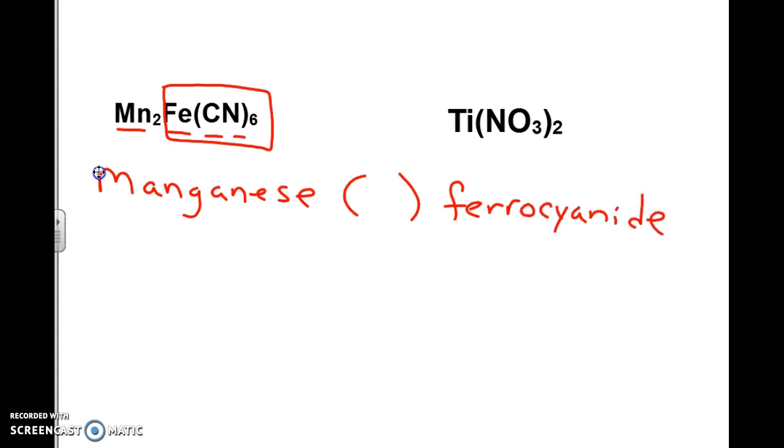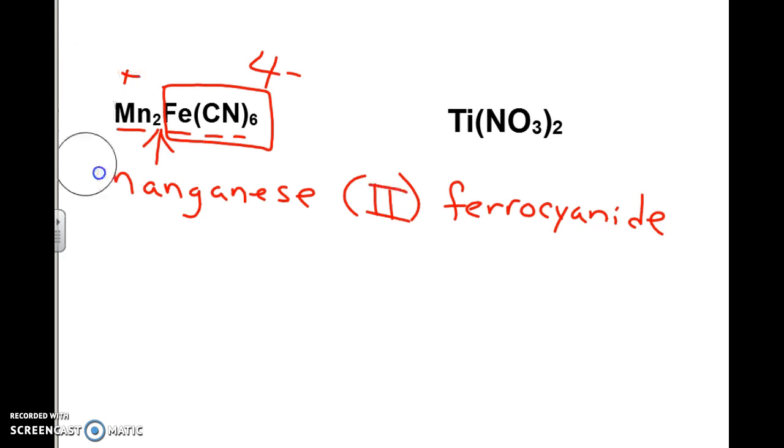Now, ferrocyanide is Fe(CN)6 with a 4 negative charge. So we don't have 6 of these ferrocyanides. We have 1 of these ferrocyanides, and its total charge is a 4 negative for everything that I have in the box. Not 24 negative, but a 4 negative for everything that is in that box. That means the manganese must be a 4 positive to balance it out. But I have 2 manganese, so each manganese must be a 2 positive to balance that out.